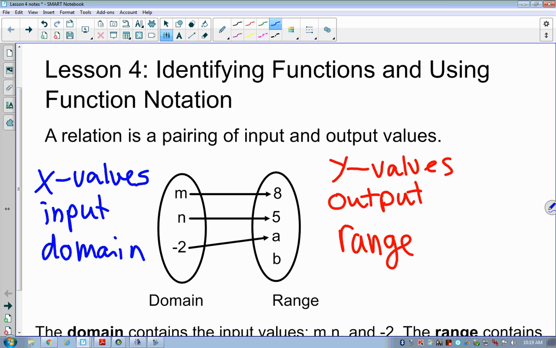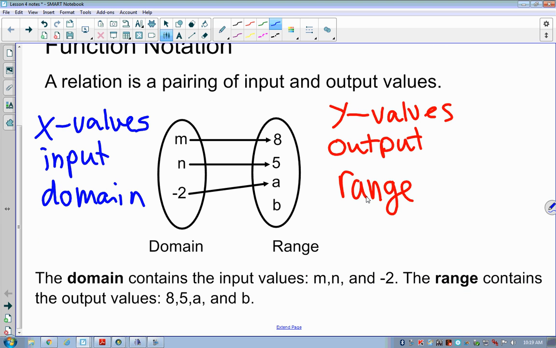If my input is M and negative 2, my output in this case, what we're showing visually, is 8, 5, and A. So the domain, the X values, contains the input values, in this case, M and negative 2. The range contains the output values of 8, 5, A, and B. So there's input, there's output.